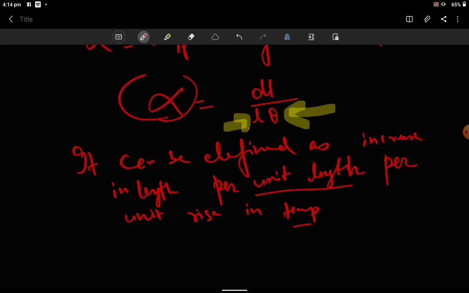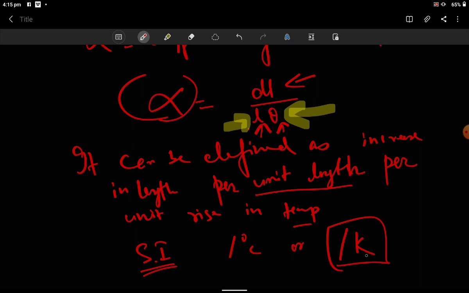What could be the SI unit of alpha? Initially in the numerator it is length and the denominator is also length, so length will cancel out and only the temperature will remain. So the unit will be either per degree Celsius or per Kelvin. We should write per Kelvin because Kelvin is the SI unit of temperature. Degree Celsius is the unit in the Celsius system.